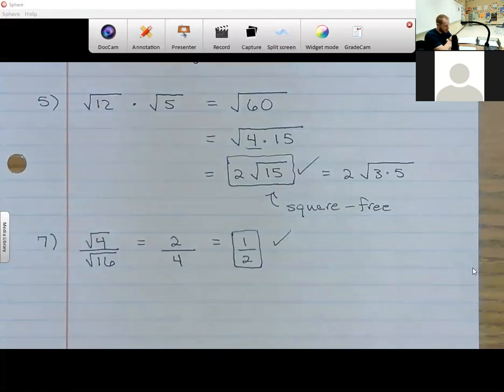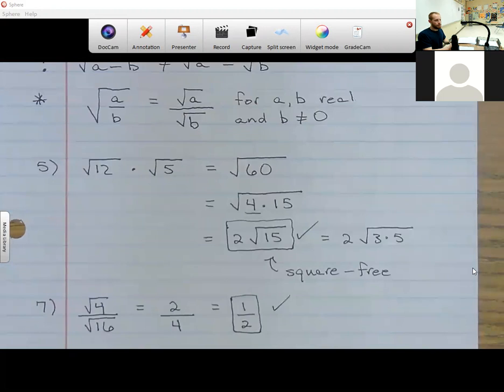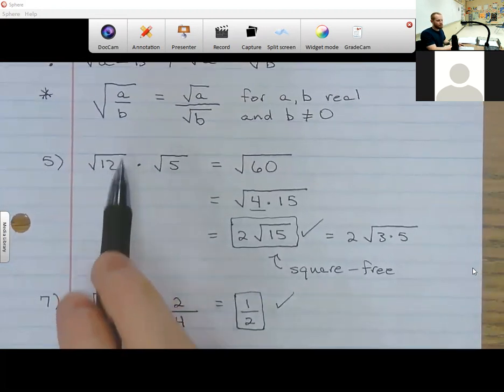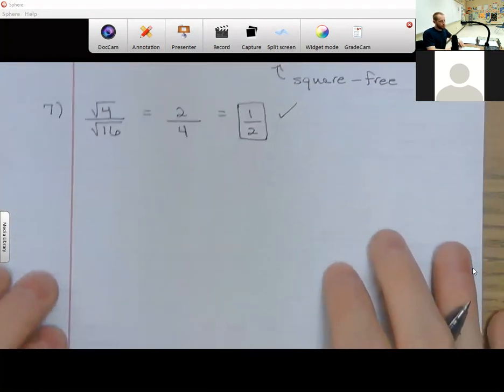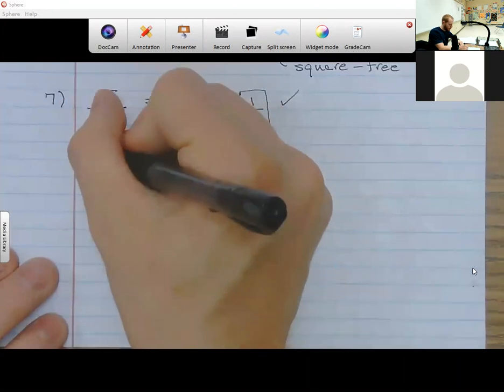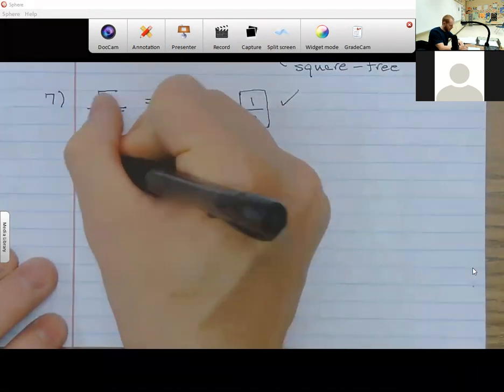Now, there is another way you can do it. We can use the formula that we just talked about, right? The one with the star up here. Let's use this one and see what happens, okay? So let's just do this another way. So I've got square root of 4 on top. I've got square root of 16 on the bottom. So what happens?